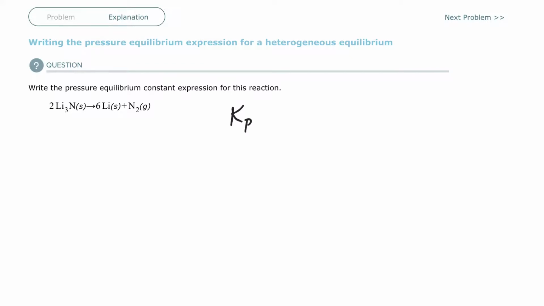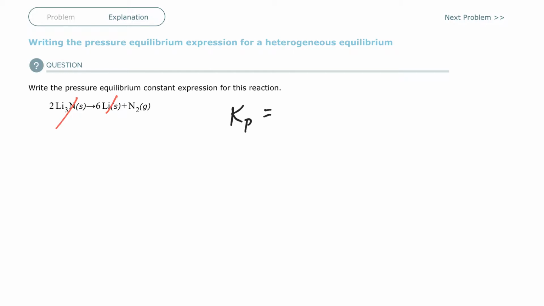constant, in this case for pressure, is going to be the reactants on the bottom, the products on the top, and not concentration this time. It's not molarity. It's just pressure. Okay, so we're going to ignore everything that is not gases. We're going to ignore that. That's a solid. We're going to ignore that. That's a solid. That means N2 is your only gas.